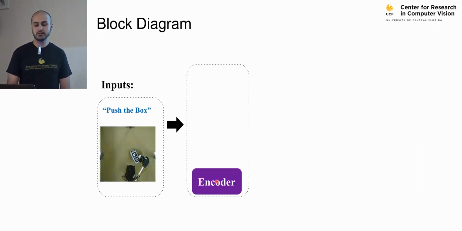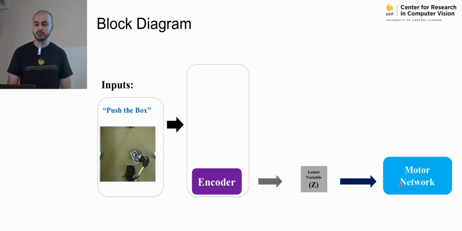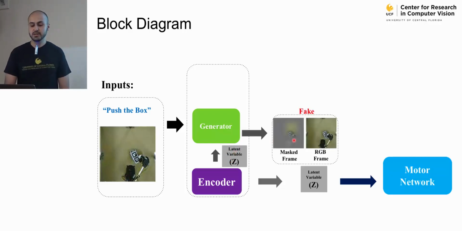So we have an encoder module which produces a latent variable Z, and we have a motor network which takes the latent variable Z and moves the robot. And we have a generator, again, which takes a latent variable Z and generates two frames for us. One is the masked frame, and one is the actual RGB frame. So it tries to reconstruct the RGB frame as well.